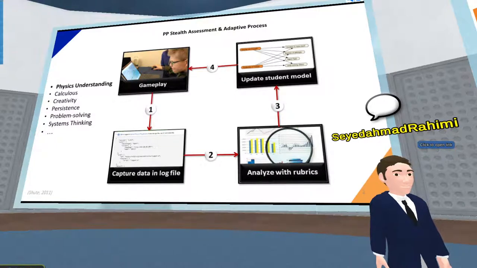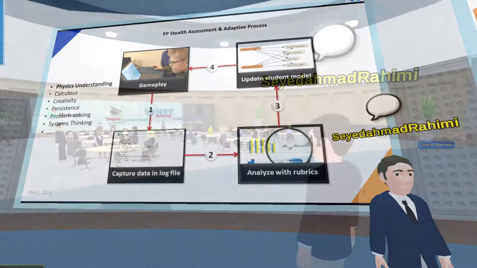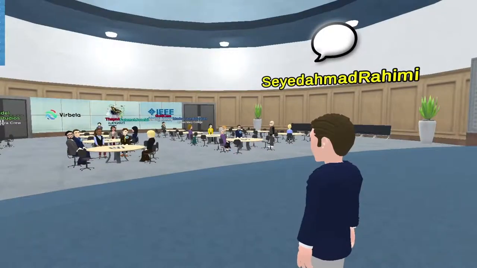These are the list that I could think of. Physics understanding, calculus, creativity, persistence, problem solving, and systems thinking. And you see, for example, creativity is very hard to measure, but these types of methods allow for measuring hard-to-measure constructs, some constructs like creativity.